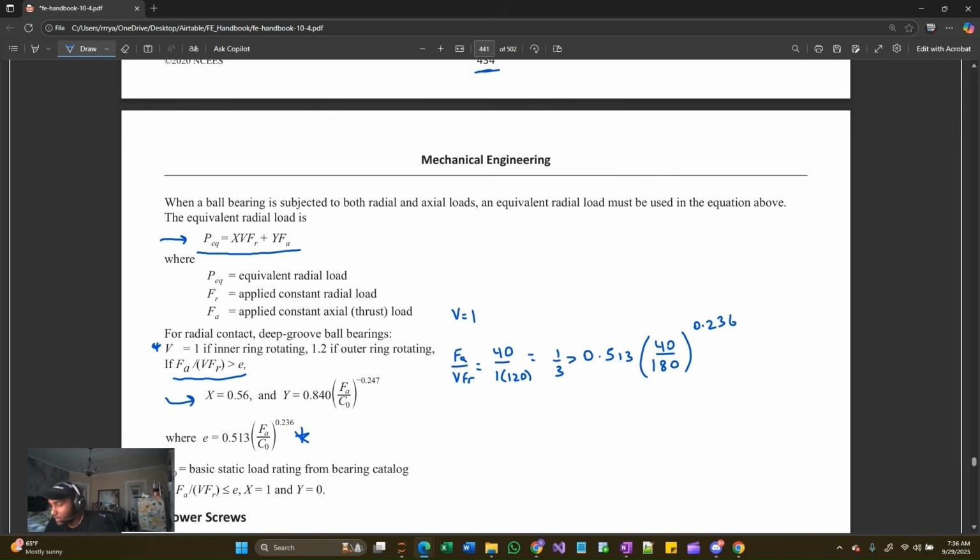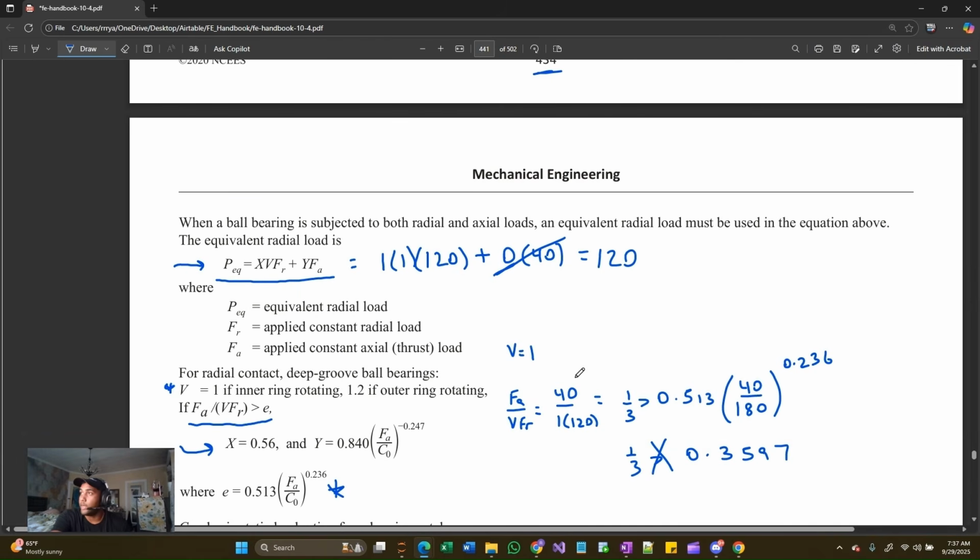So that's equal to around 0.3597, and our third is not greater than 0.3597. So this condition is not true. That means X is going to be equal to 1 and Y is going to be equal to 0. If we plug into our equivalent radial load up here, with X equal to 1, V equal to 1 as well, and the radial load 120 pounds, and Y is 0, the axial load, which is 40 pounds, didn't have any contribution here. That's just going to drop off. The equivalent load is just 120 pounds here.